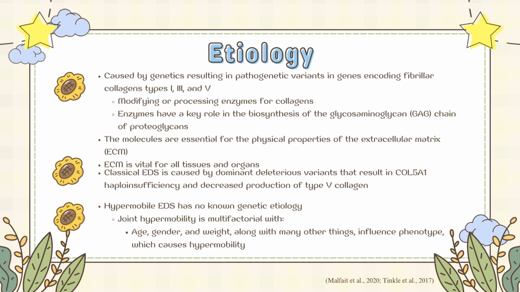Classical EDS is when dominant deleterious variants result in haploinsufficiency and decreased production of type 5 collagen. Hypermobile EDS is not known for genetic causes, but could be from age, gender, weight, etc.